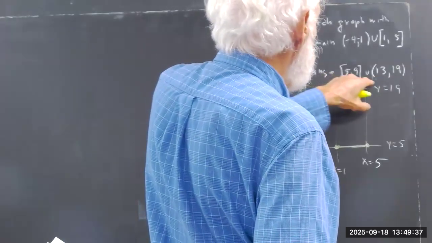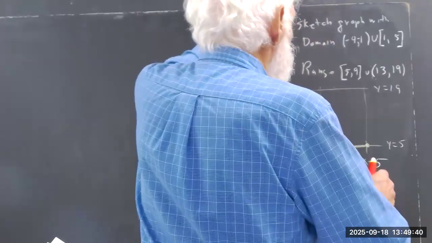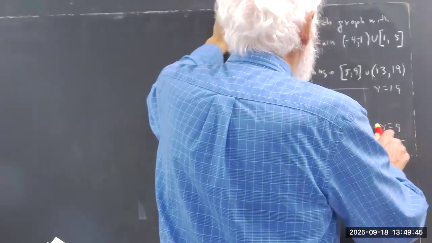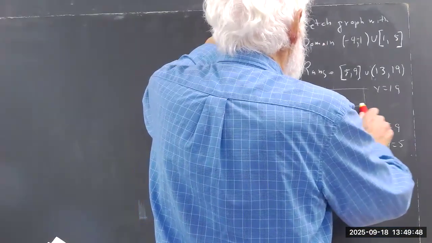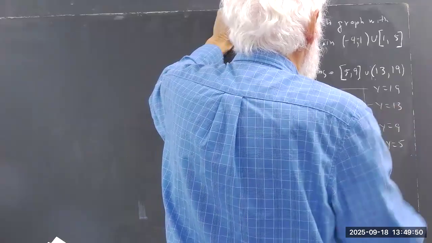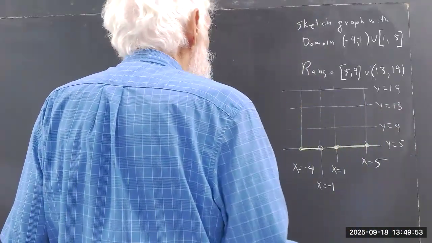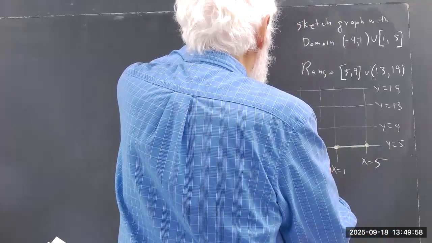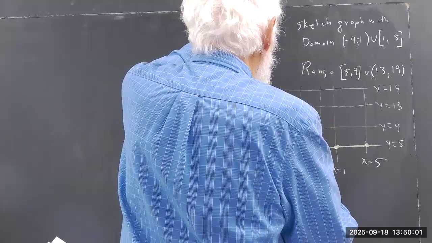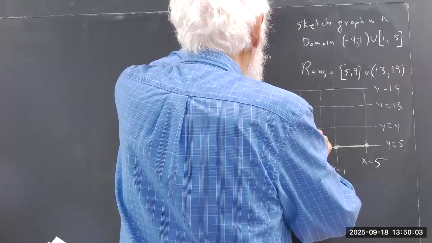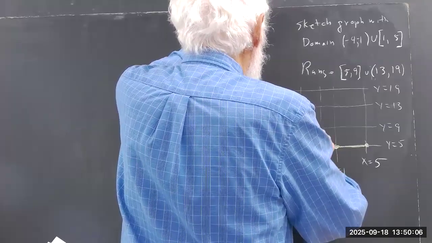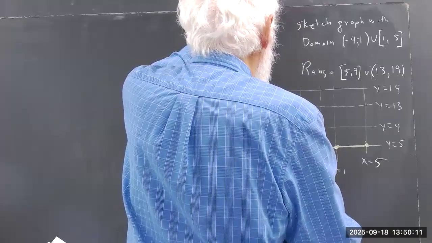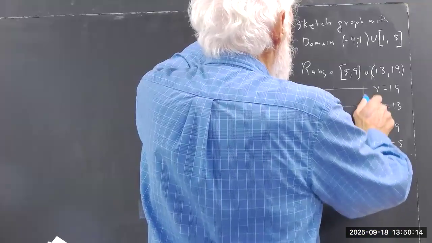Y values, range is 5, 9. So we got to find 9 on this thing. So let's just say y equals 9 here. And then 13 to 19. So let's just say y equals 13 here. Now, from 5 to 9 is a closed interval. So we'll have a closed. I'm going to draw it a little low, but it's going to be a closed interval here. And an open interval here.